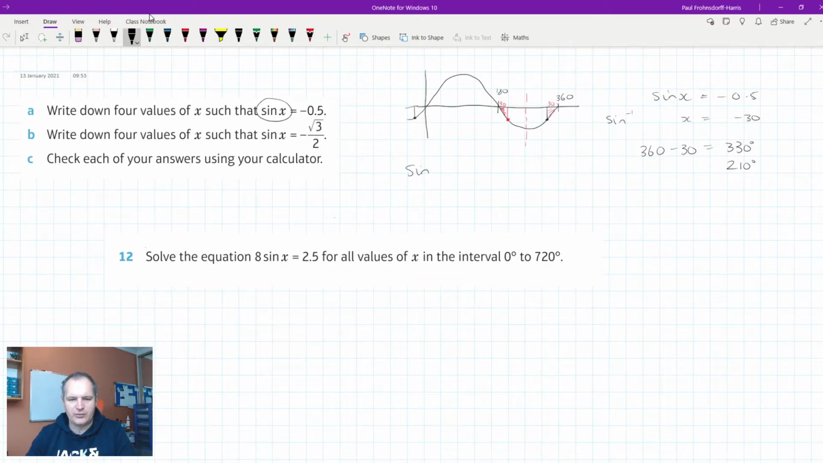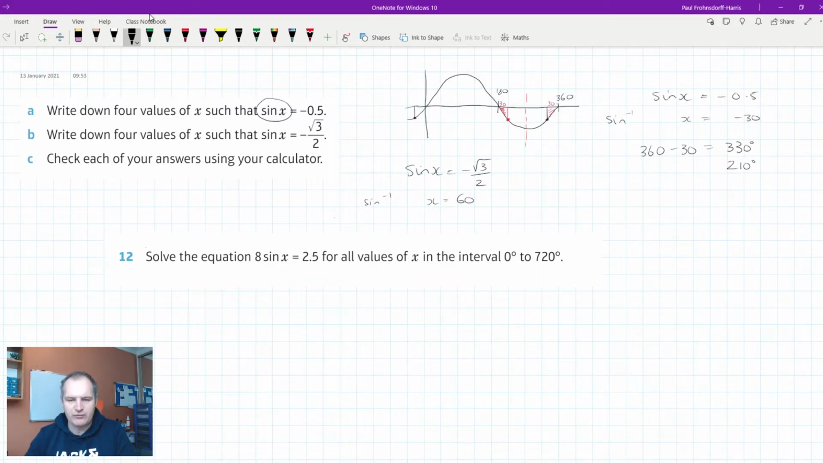What about when we don't know the answers? Well, sine x equals minus root 3 over 2. We're going to use the sine to the minus 1 again. So sine to the minus 1, shift sine, minus root 3 over 2 equals. Mr. Harris didn't do the bracket properly, sine to the minus 1 of minus root 3 over 2. I had to come out of my square root, and then come out of the fraction to close the bracket, and you get 60 degrees.